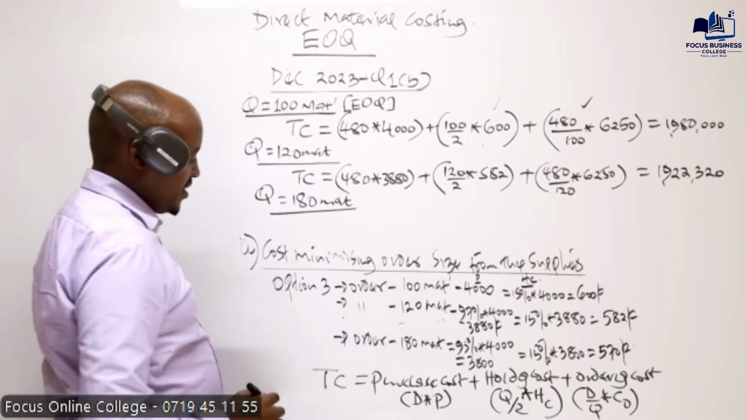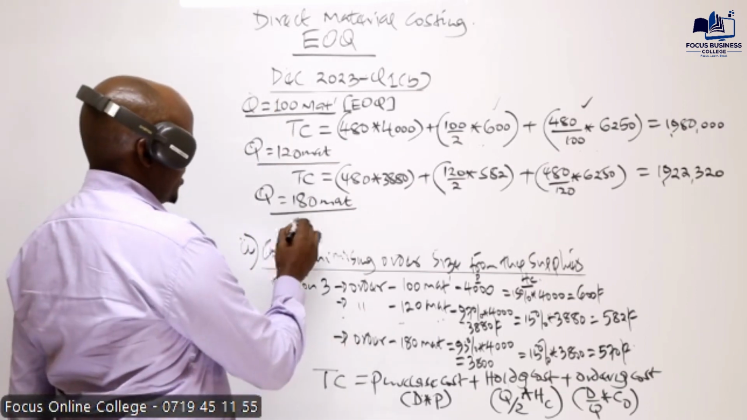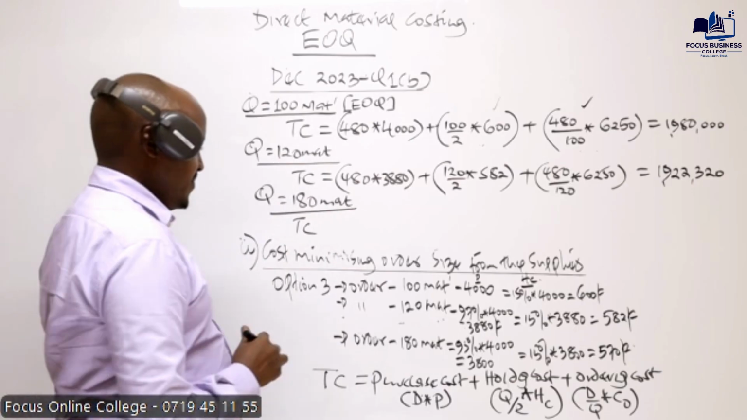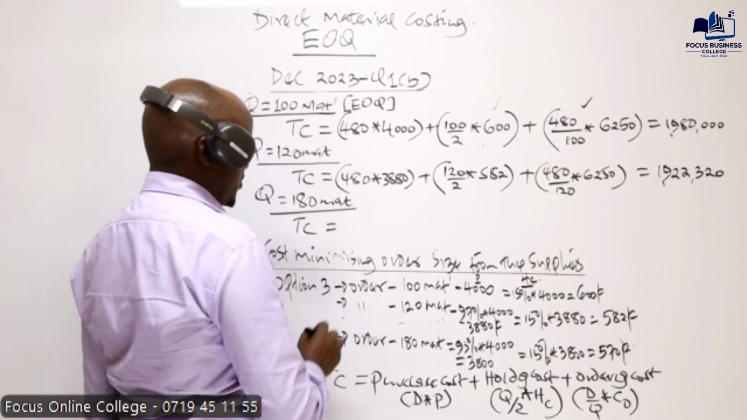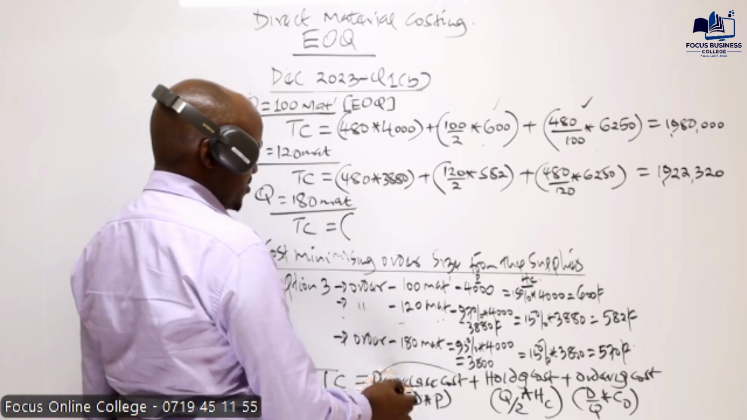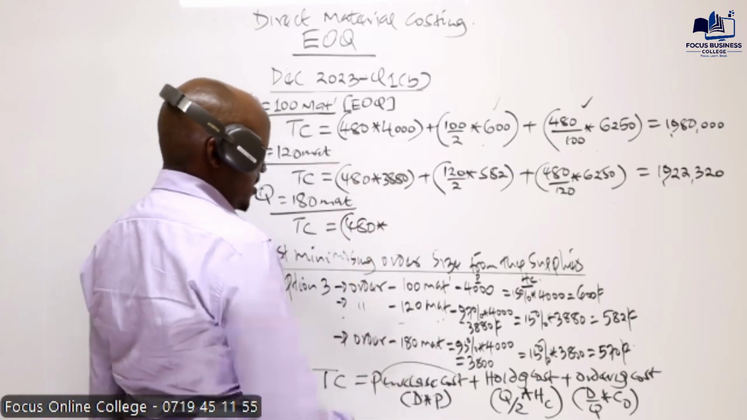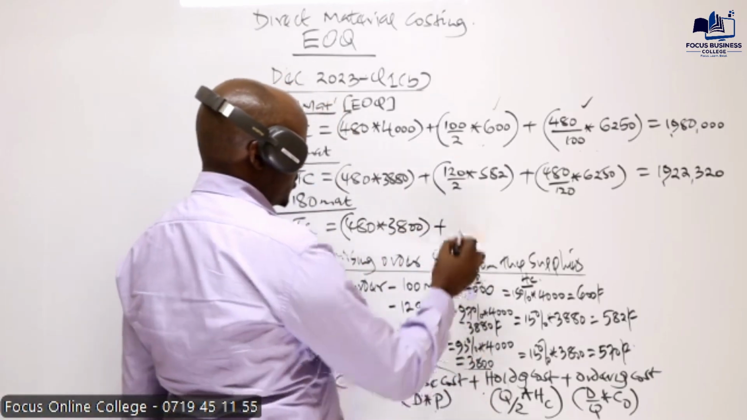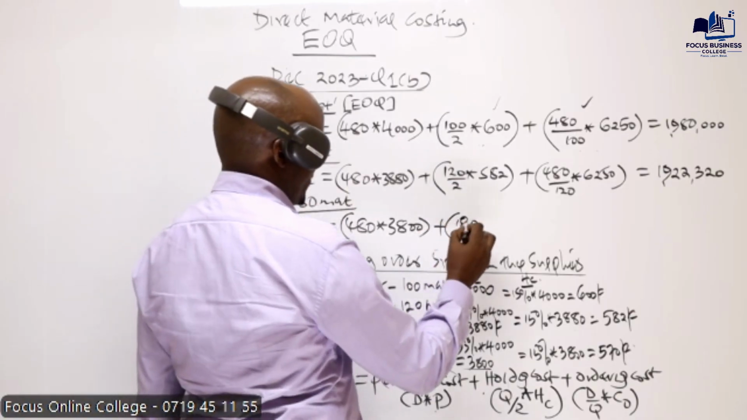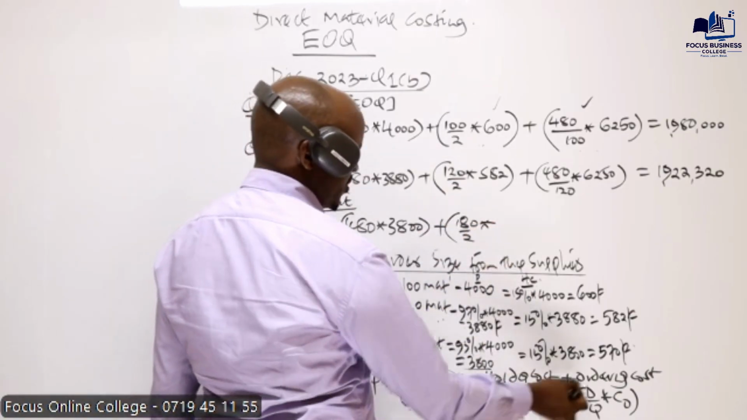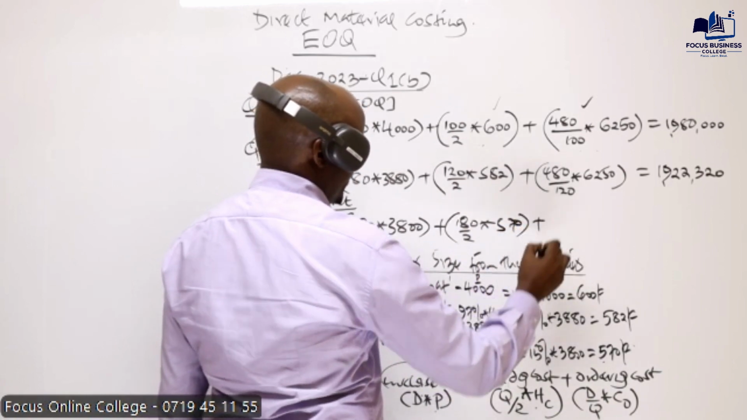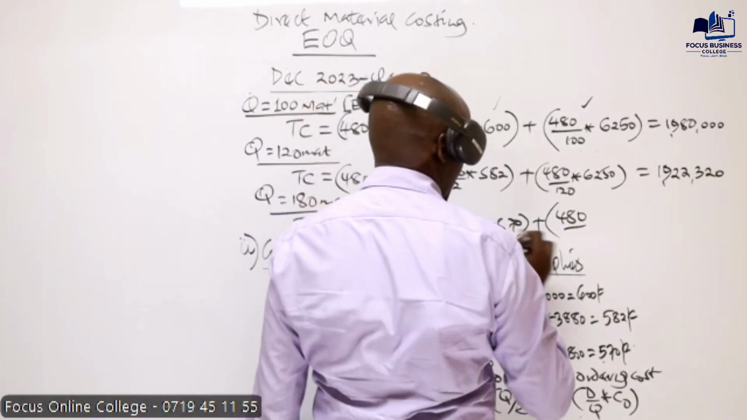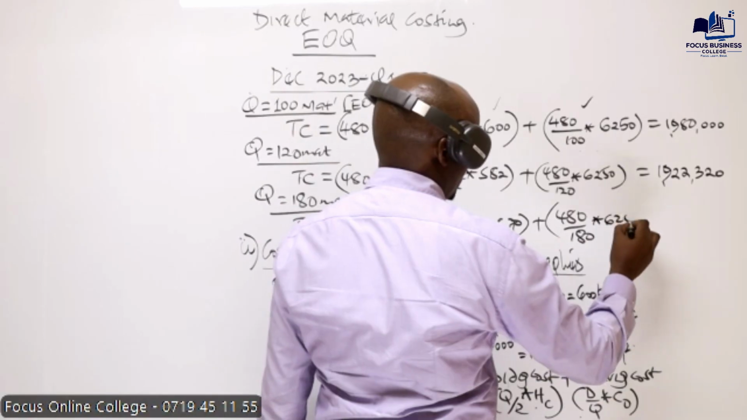So let's evaluate the last option, whereby the company has been given a discount if it orders 180 mattresses. We need to get the cost of this order size. The cost will be equal to the purchase cost, which is annual demand, which remains the same, times the purchase price per unit, which is 3800, plus the holding cost, which is equal to Q, our Q here is 180, divided by 2, times the holding cost, which is 570, plus the ordering cost, which is the annual demand 480 divided by Q, our Q is 180, times the ordering cost per order, which remains the same.